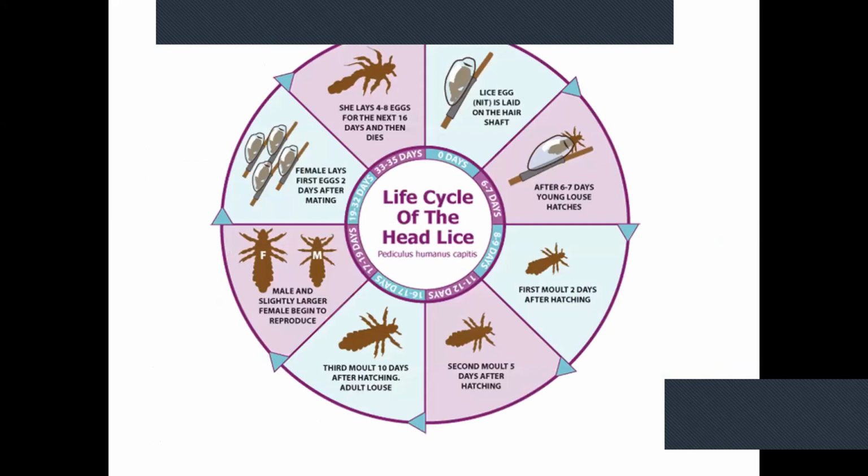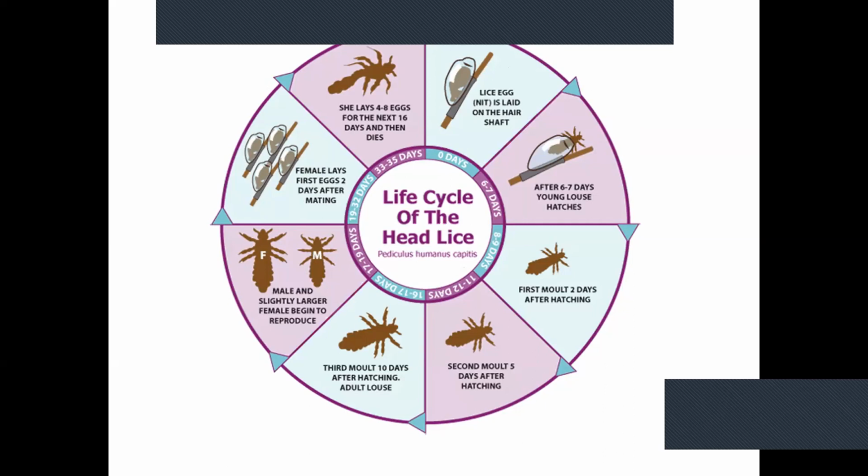The female lays 4 to 8 eggs a day for the next 16 days and then dies. The lice egg is laid on the hair shaft. After 6 to 7 days, the young louse hatches, and then it goes through the first, second, and third molt, after which the male and the female are differentiated, which lay eggs, and the cycle continues.